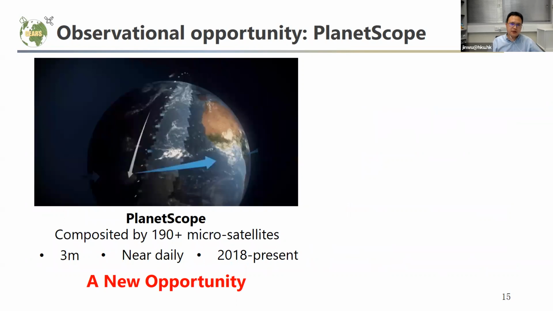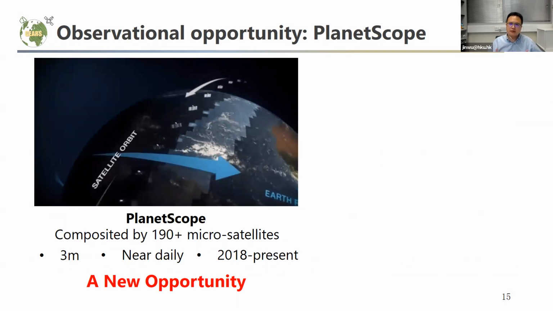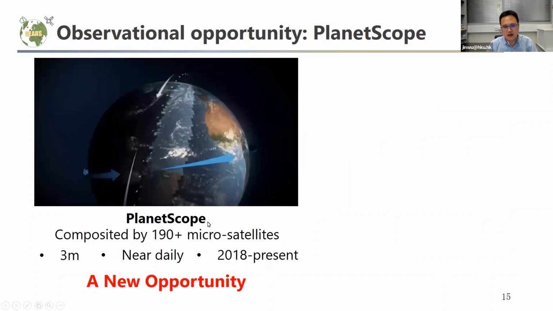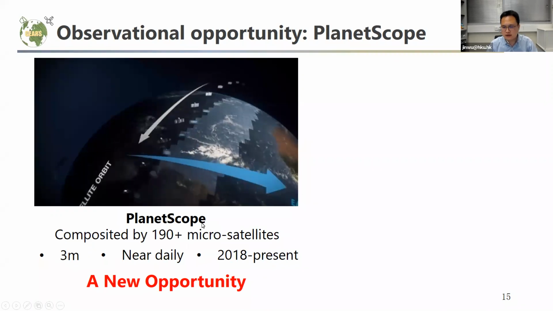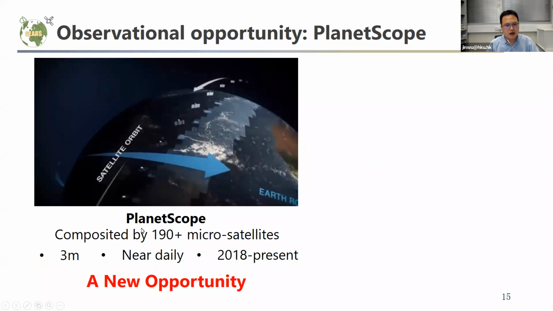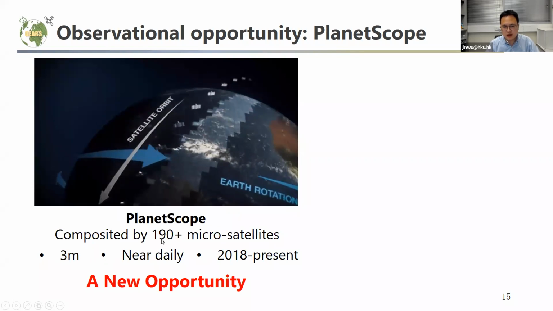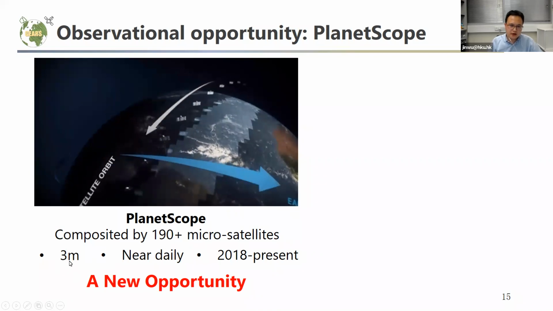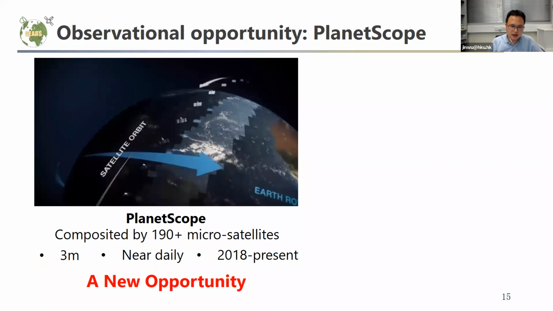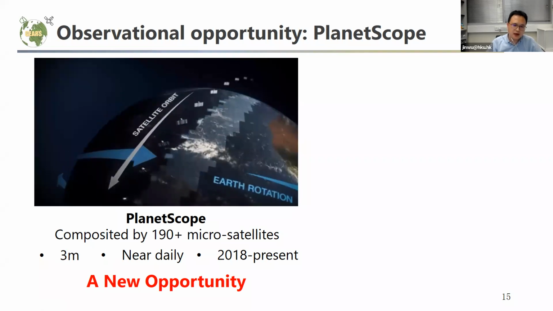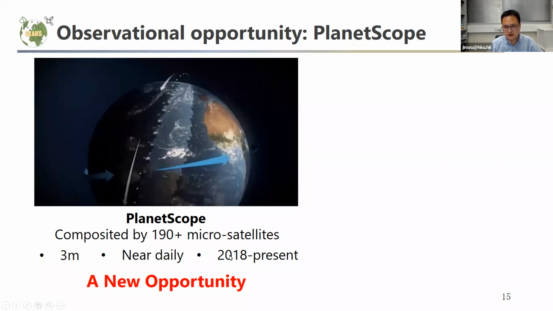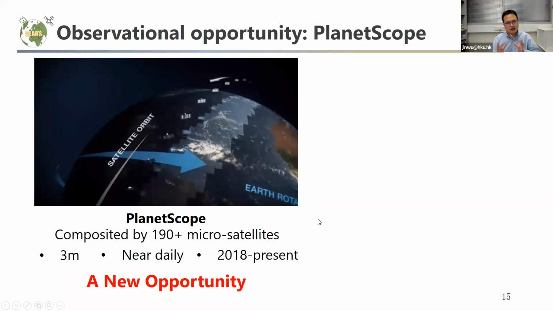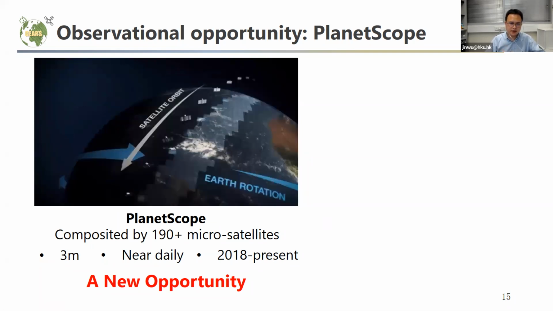And the one possibility we would like to highlight is probably associated with the PlanetScope satellite. PlanetScope is operated by Planet Labs, a commercial satellite company from California in the United States, and is composed of more than 190 micro satellites. These satellites nowadays have 3 meter spatial resolution with near daily temporal revisit cycles, and the data has had really good quality since 2018 until now.